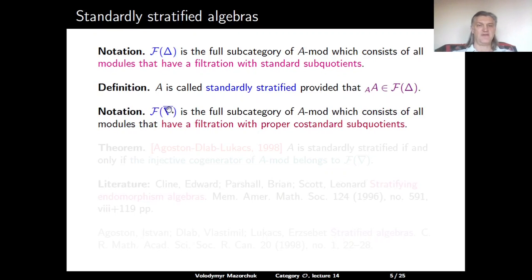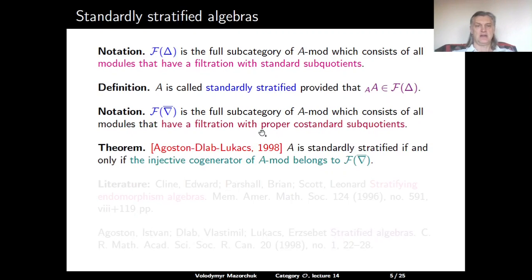We denote by F(nabla overlined) the full subcategory of A-mod, which consists of all modules that have a filtration with proper costandard subquotients. There is a theorem, which is due to Ágoston, Happel, and Lukács from 1998, which says that A is standardly stratified if and only if the injective cogenerator of A-mod has a filtration with proper costandard subquotients.